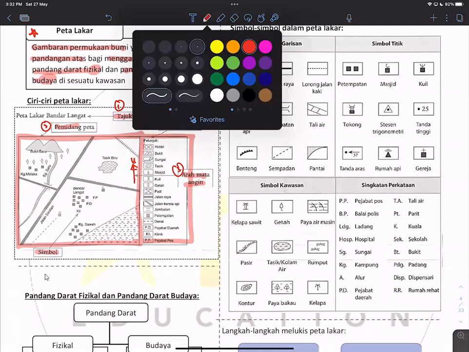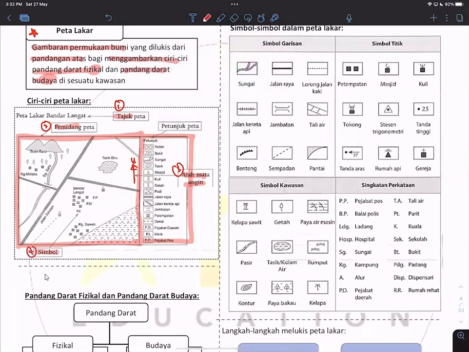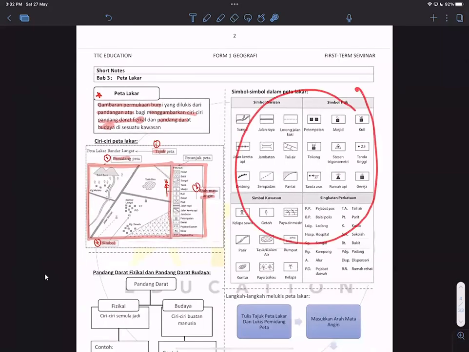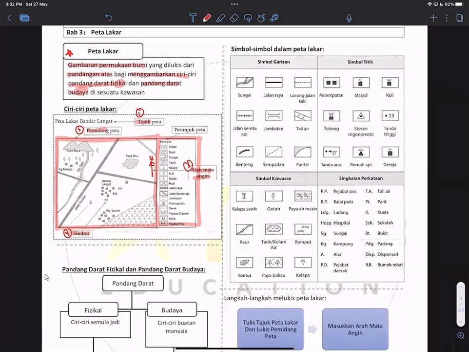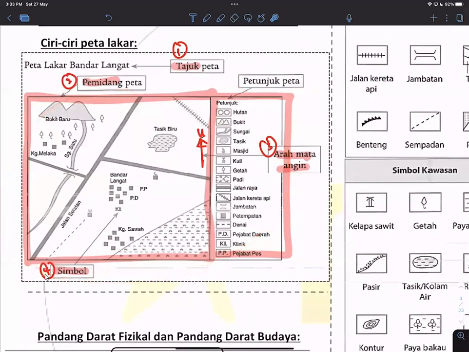The fourth ciri is symbol. Then we have empat symbol. You know how to differentiate the empat symbol, right? First one, let's say 4A, we learn symbol titik first. What is symbol titik? One symbol for one titik, which means one object. Everything here, all the pertempatan, the masjid, and what else? I think in this map we only have 2 items. One symbol for one rumah, one symbol for one masjid, one symbol for one kuil. This is symbol titik.